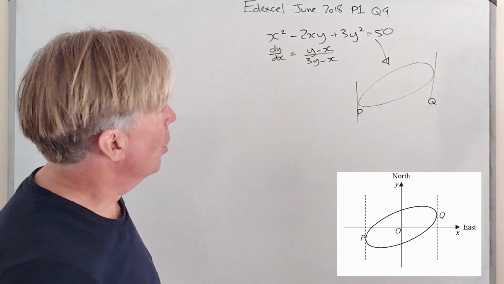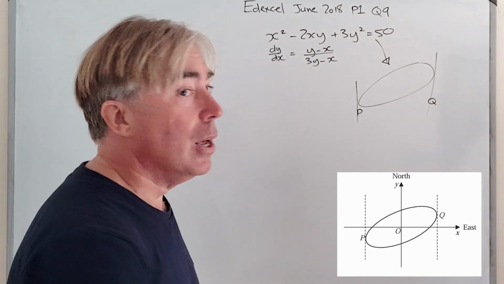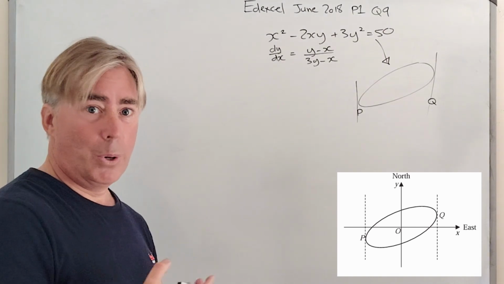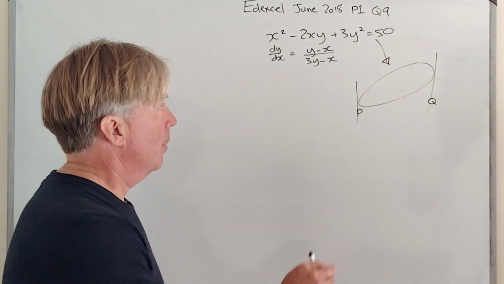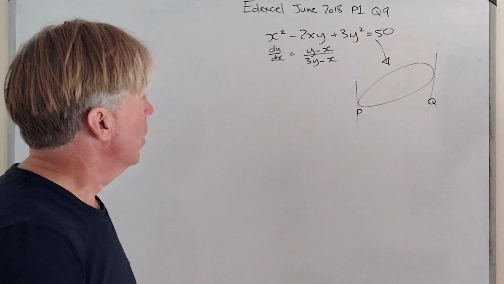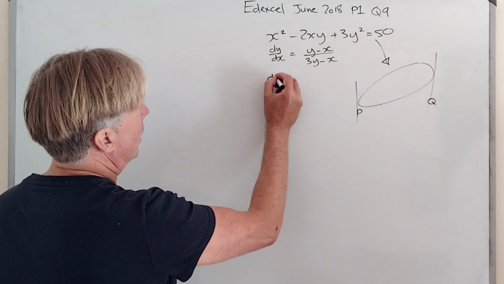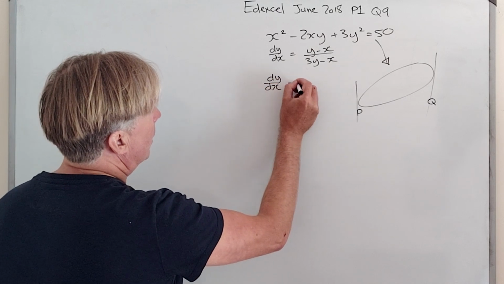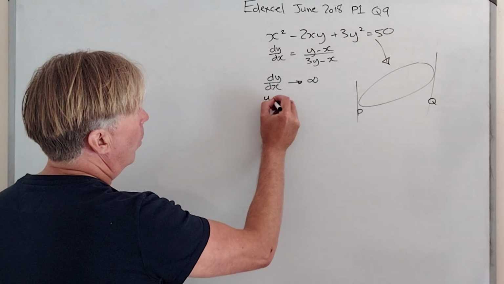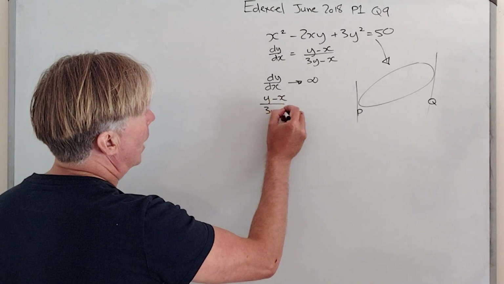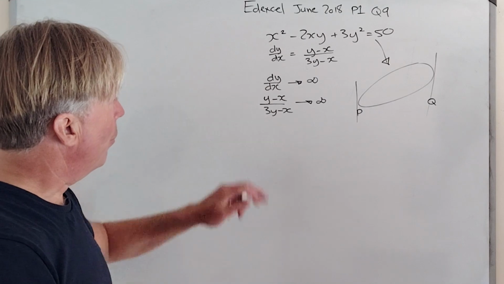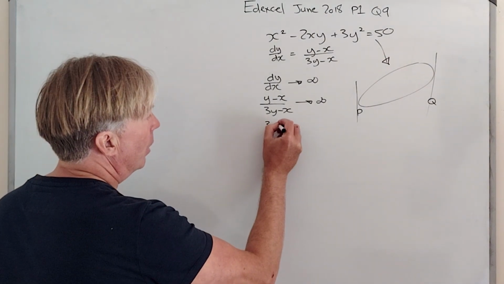So the one on the right should be more vertical, but it will suffice. So what we're basically looking for is an infinite gradient. So we're not setting the derivative to 0 at this point, because of course that would involve the horizontal tangents. So for the vertical tangents, we're basically saying that dy by dx tends to infinity. Okay, and if that's the case, y minus x over 3y minus x tends to infinity, and that would happen if 3y minus x tended to 0.